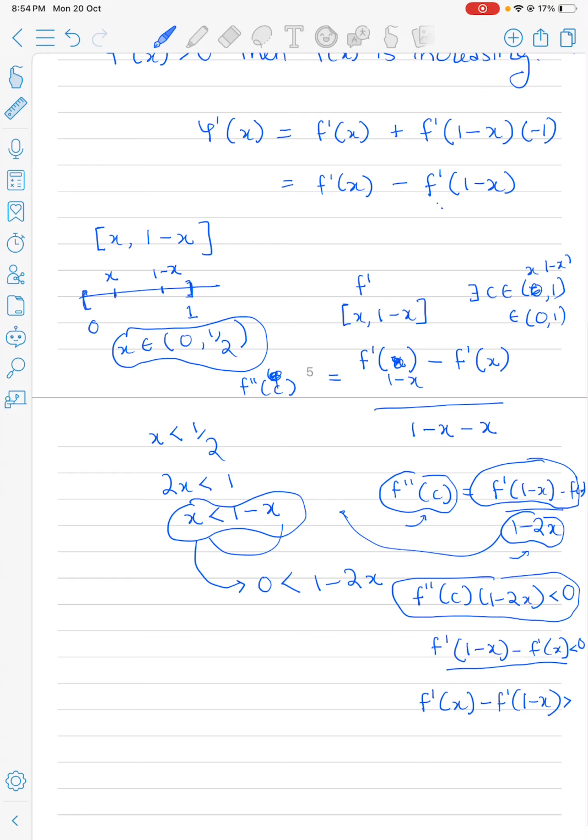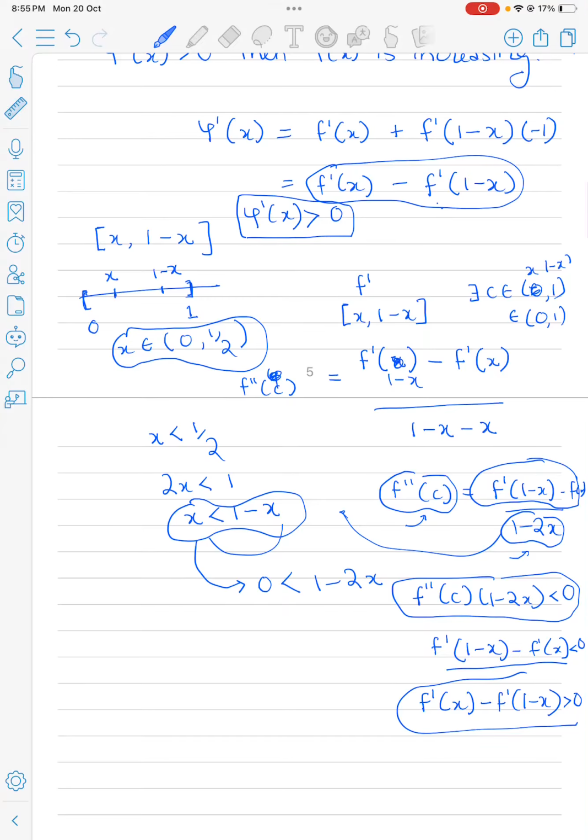is greater than 0, right? So this thing is greater than 0. This thing, right? I'm using this. So f dash x is greater than 0. And for which x is this greater than 0? For x belongs to 0 to half, right? I took this assumption. Okay.